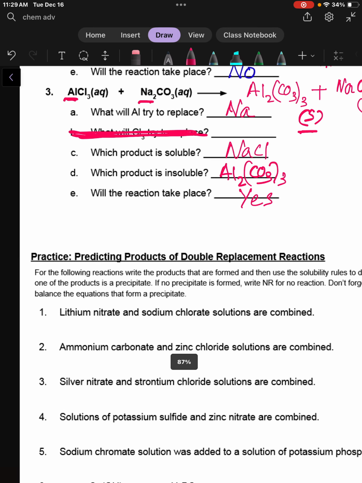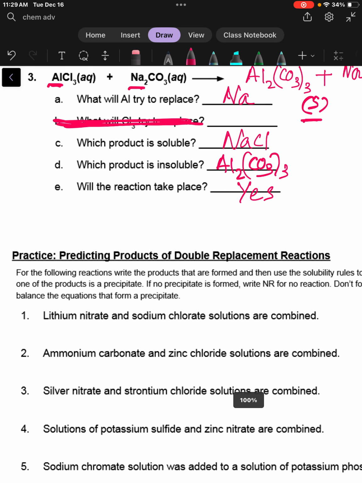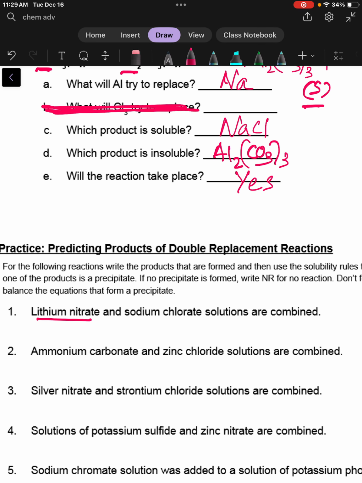And I'm going to do one of the practice, then the rest you are going to finish. I'm going to do one word equation, okay? It says lithium nitrate. Lithium has a charge of 1, nitrate has a charge of 1. So formula will be LiNO3. And all the given will be aqueous for double replacement. Or you can check with your formula sheet, okay? Sodium is +1, chlorate is -1. So formula will be NaClO3.